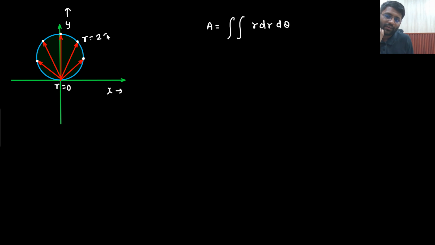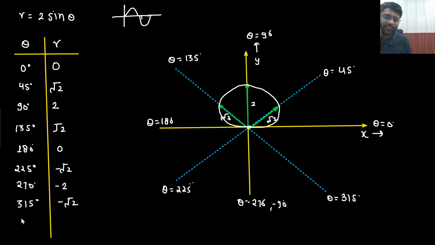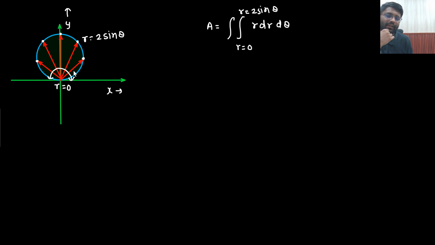What is the value of r here? The value of r is 2 sin theta. So r is going from 0 to 2 sin theta. And what about theta? From where to where is theta going? Sir, you have put the value of theta from 0 to 360 degrees, but the graph is made only in this much range, because 225 became equivalent to 45, 270 became equivalent to 90, and 315 became equivalent to 135. So theta is only between 0 to pi.